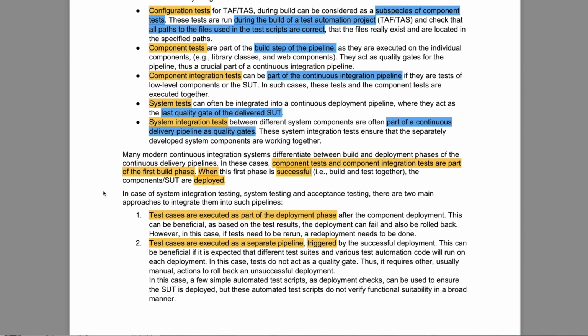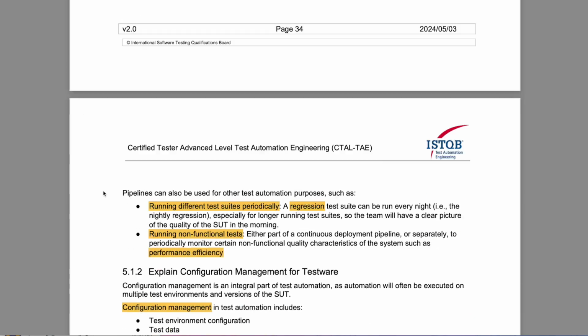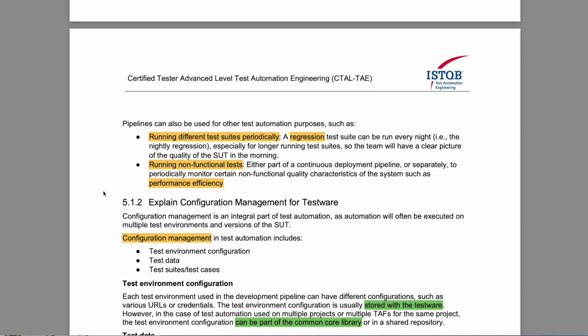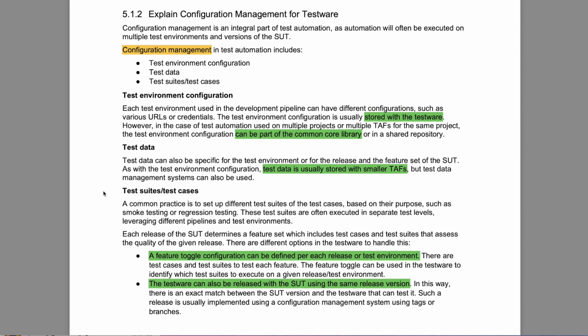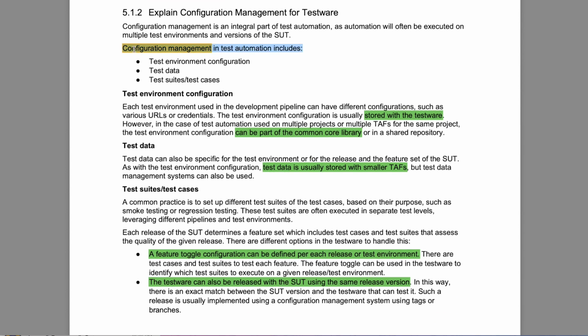You need a systematic approach to configuration management to handle all these variations. And this is where tools such as version control systems come into play. Okay. They help manage different versions of test scripts and environments, ensuring consistency across the board. The syllabus even suggests using techniques like feature toggles. These allow developers to turn certain features on or off during testing, which is incredibly useful for isolating specific functionalities and testing them independently.